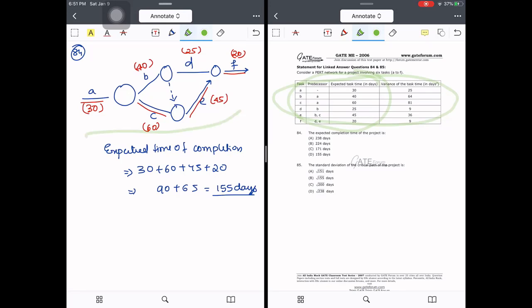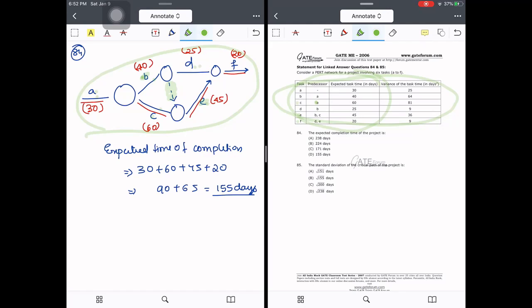This is a PERT chart, so first of all we will make the diagram. I won't be able to tell you exactly how I made the diagram, but you see here A is the predecessor of B. So B is preceded by A. Similarly, C is also preceded by A. E is preceded by B and C.